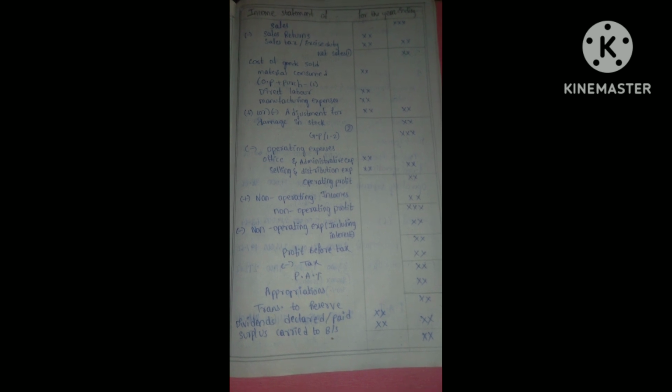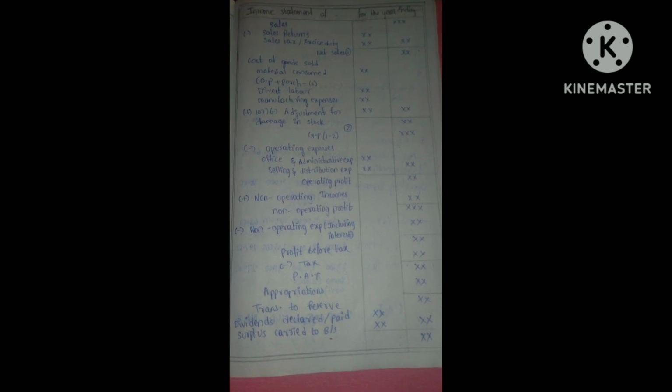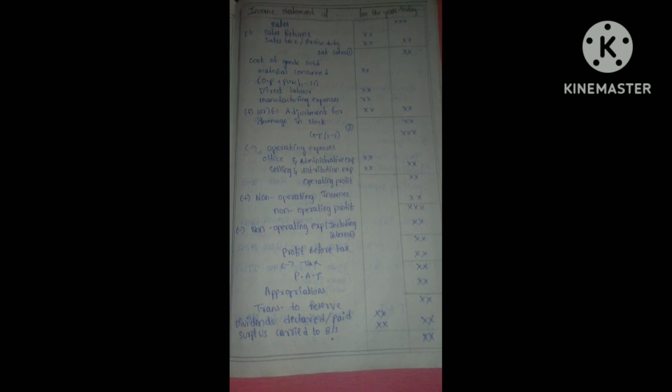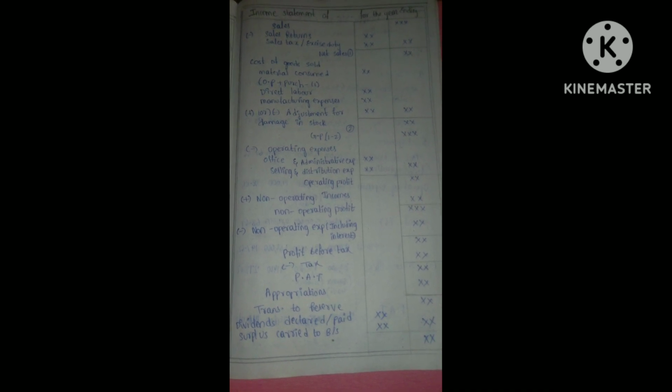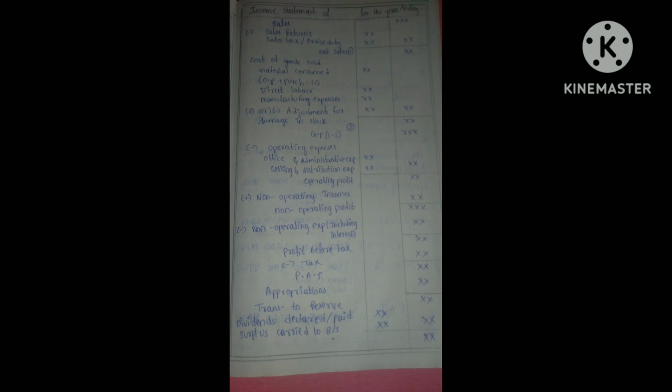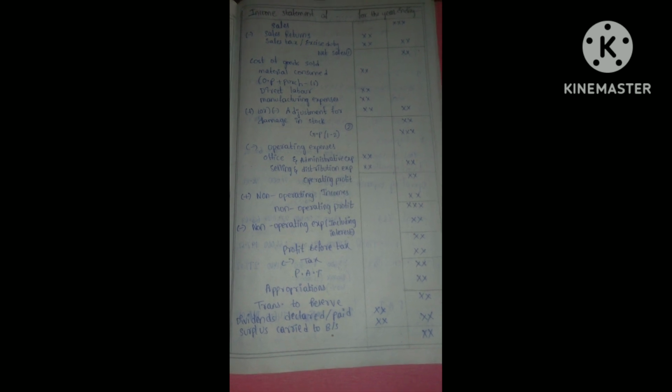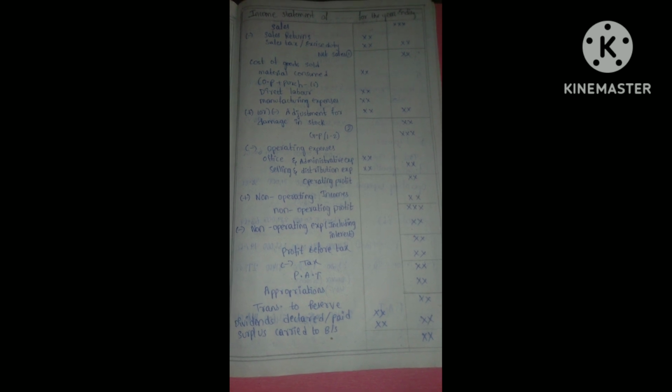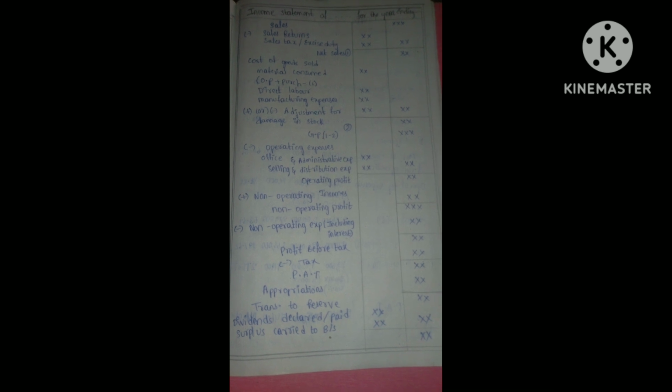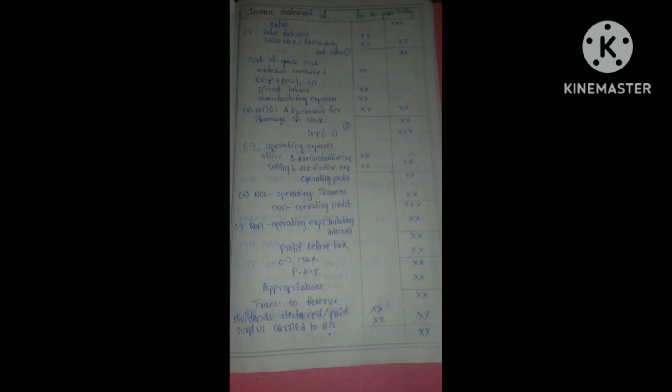Now if any appropriations are there, we need to add them. After adding we will get another value. Now we need to add transfer to reserve and surplus. We have dividends declared or paid and surplus carried to balance sheet. So add dividends declared or paid and surplus carried to balance sheet, and we will get another value. Note down that value in the second column. Now add the final value, so we will get the final answer. So this is the pro forma.